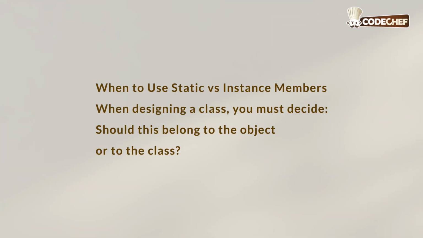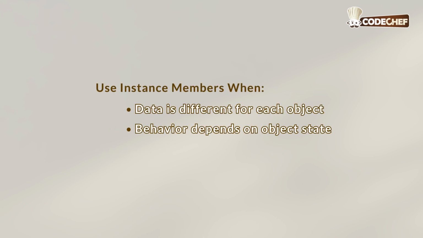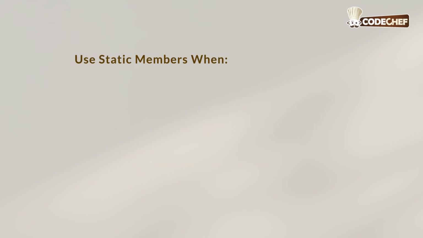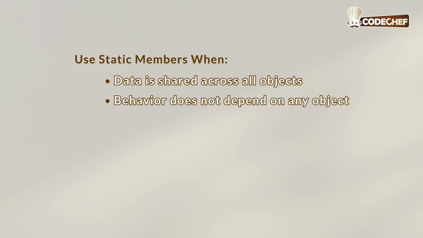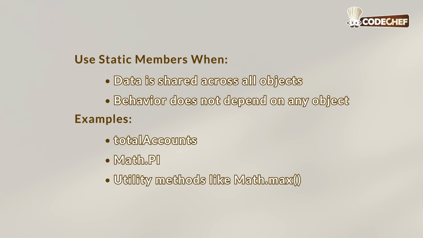When to use static versus instance members? When designing a class, you must decide: should this belong to the object or to the class? So we use instance members when data is different for each object and behavior depends on the object state. For example, we have balance in a bank account. Now we use static members when data is shared across all objects, so behavior does not depend on any object. For example, total accounts, or utility methods like Math methods.